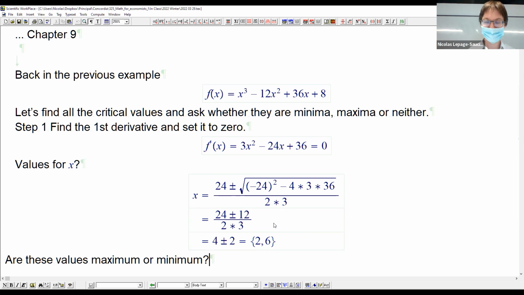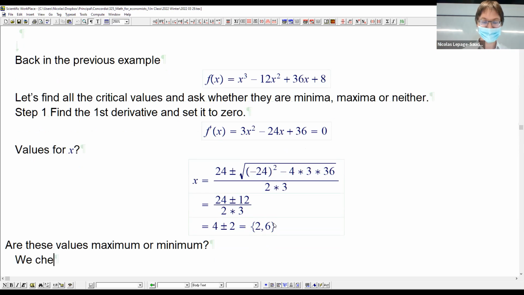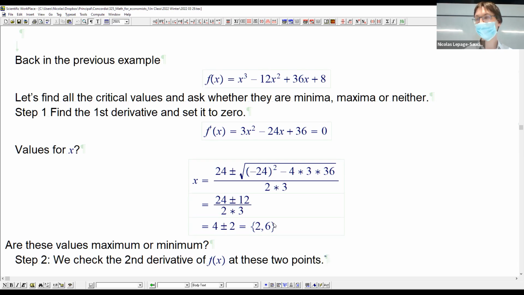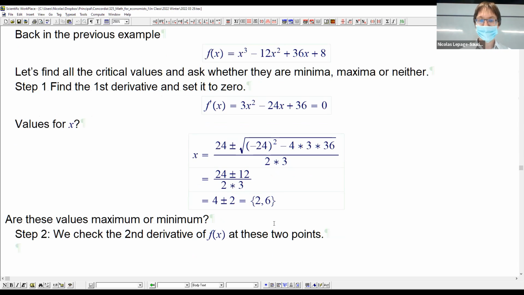So we check the second derivative of step 2. We check the second derivative of f of x at these 2 points. And then we know whether there are a maximum or a minimum. So let's compute the second derivative.